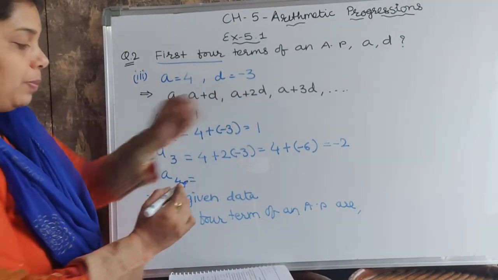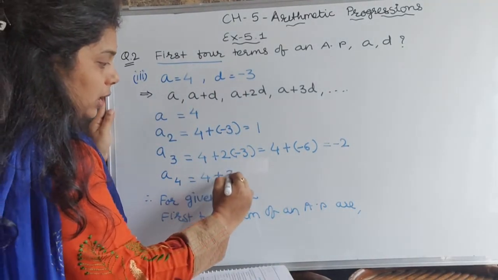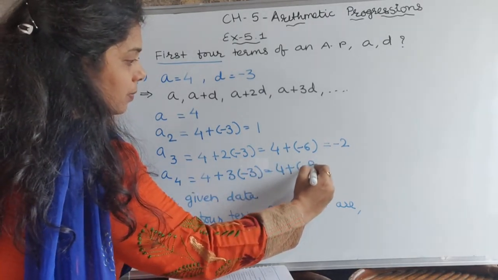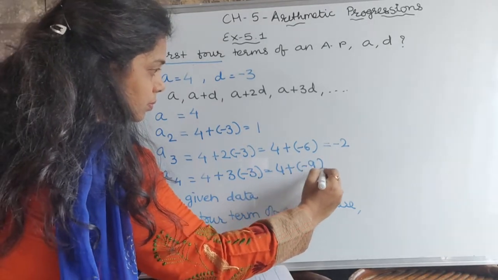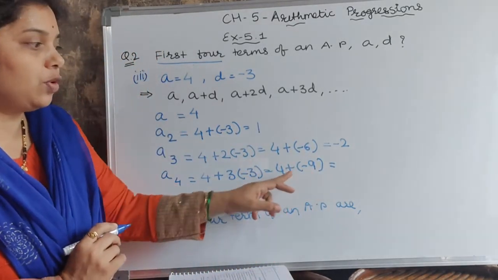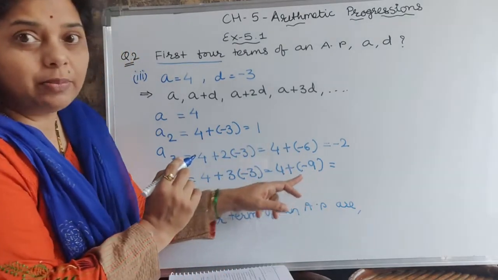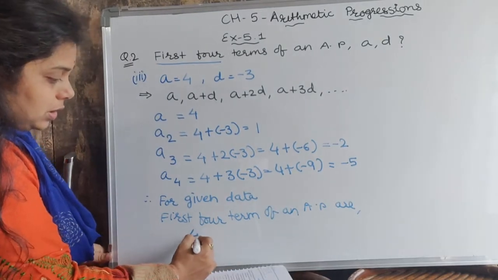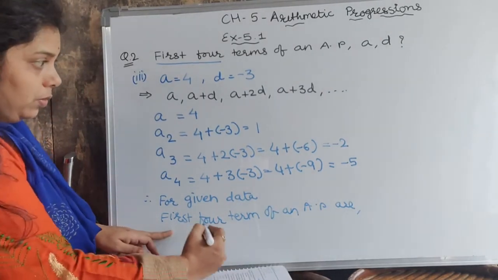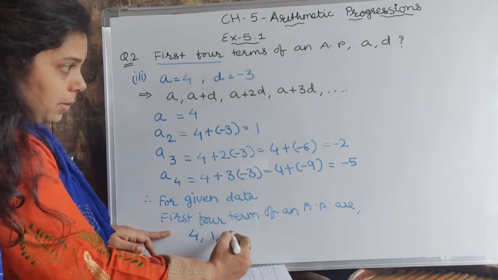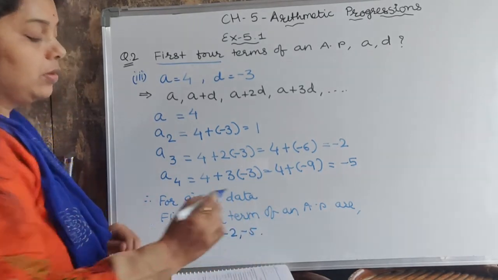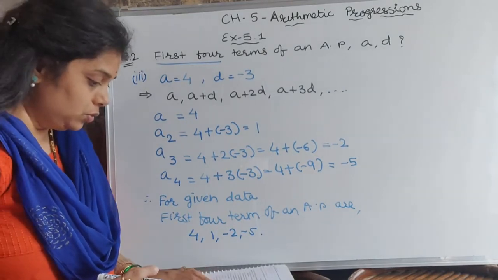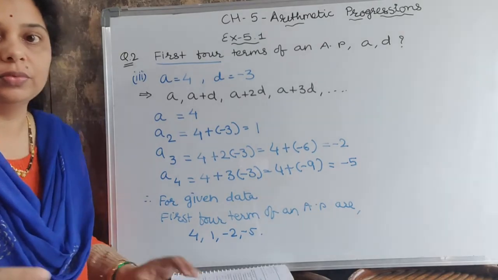Now A4 is A plus 3D. A means 4 and here it is 3D. So 4 plus 3 threes are 9, with the minus, so it is 4 plus minus 9. It is minus 5. So what are the terms here? The first 4 terms are 4, 1, minus 2 and minus 5. Okay, like this you can solve. We will do the next ones, the 4th and 5th, soon.